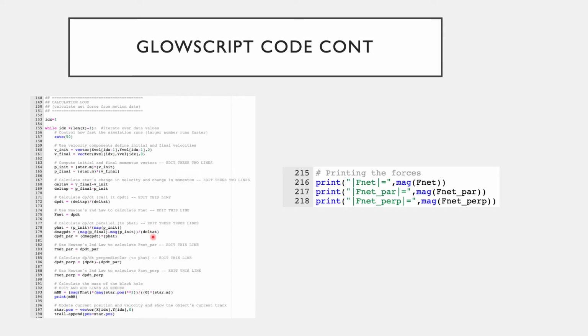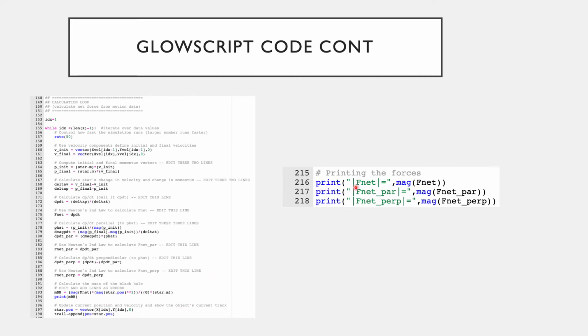I found the parallel component of the change of momentum by using the formula from earlier, which is the change in magnitude times the direction of the momentum, and I set that equal to the parallel component of the net force. Then I found the perpendicular component by subtracting the parallel component of the rate of change of momentum from the overall rate of change of momentum, and I set that equal to the perpendicular component of net force. Then I used the rearranged equation for the mass of the black hole that I showed you earlier to find the mass of the black hole, and then it's printed.